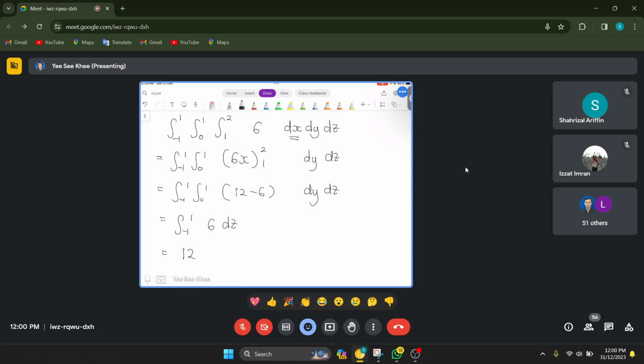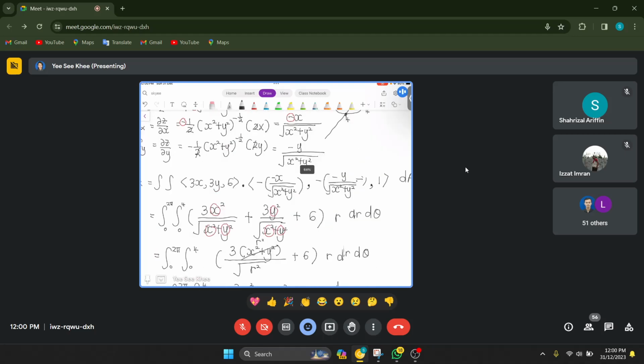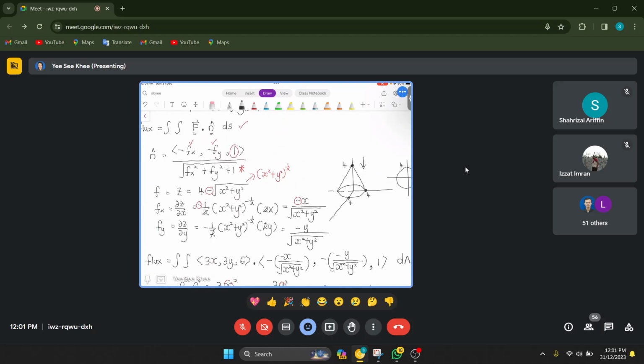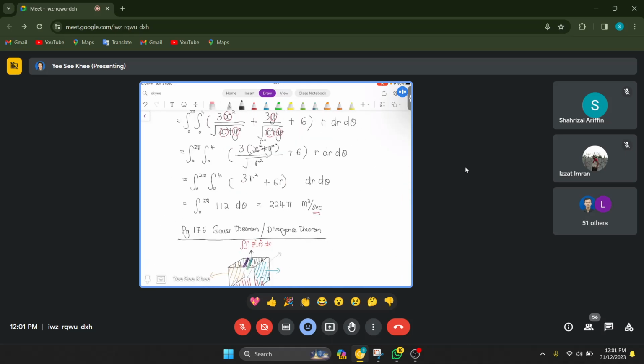Now let's try one example, because in our previous example, example 4.32, about the flux of water coming out from the cone, we already got our answer, right? We got 224 pi. So let's try to verify it using the divergence theorem.